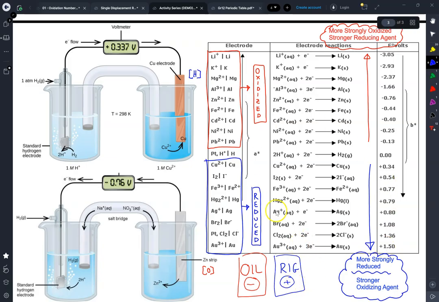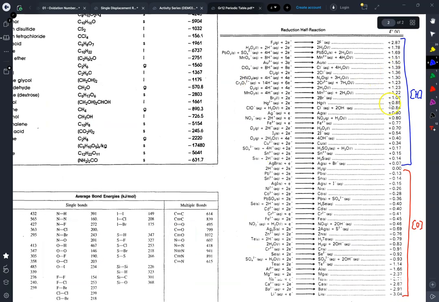Alright, so be careful, these tables may be flipped, with negatives at the top, positives at the bottom, or positives at the top and negatives at the bottom. Just remember that positive is reduction, while negative is oxidation.